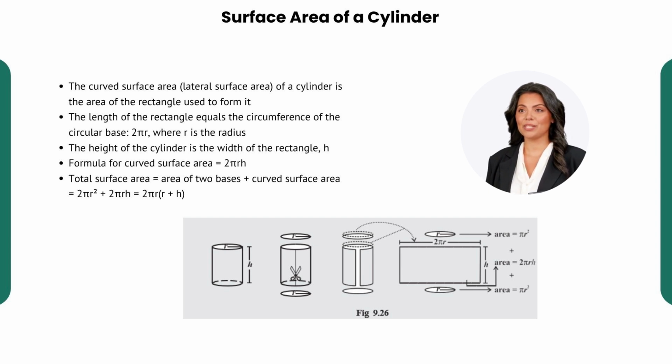Let's try a mental question. If you have a cylinder with radius 7 centimeters and height 10 centimeters, can you calculate its curved surface area using this formula? Take a moment to think and try. This understanding of flattening curved surfaces into rectangles is a powerful way to tackle complex three-dimensional shapes.